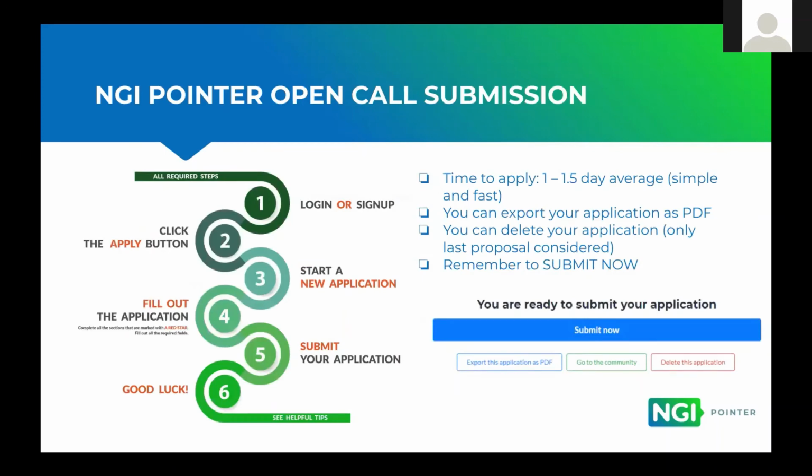So just to wrap up, as I mentioned, it's a very straightforward process. You need to log in online, you click apply, you start a new application, you fill it out and you submit. So make sure to submit your application. There'll be a button that will appear once you've filled out all the compulsory sections. We expect it to take about 1 to a day and a half for you to fill out. And of course, if you have a contributor helping out, that may take less time than that.